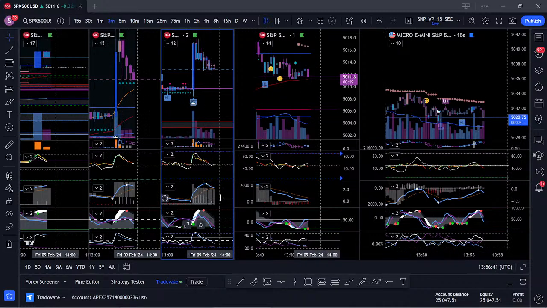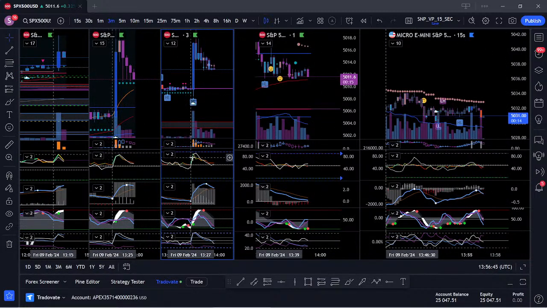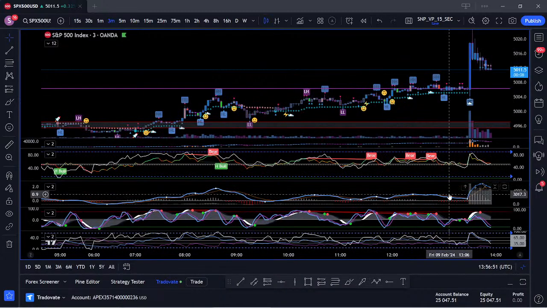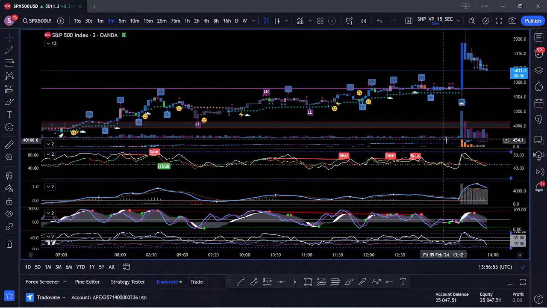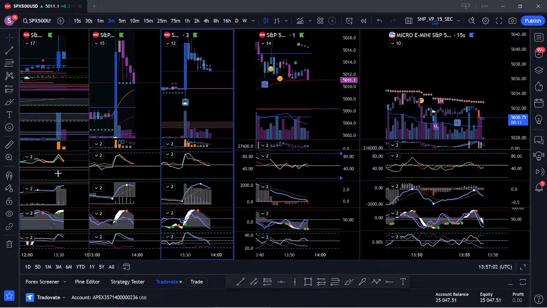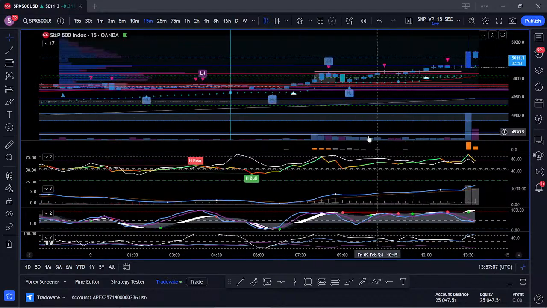So this is one of the methods where you can catch a divergence. So if we go here, let's see if there's any divergence. Look at the stochastic is here. Now let's look at the 15 minutes. What do we have? If there is any divergence. This is the stochastic.